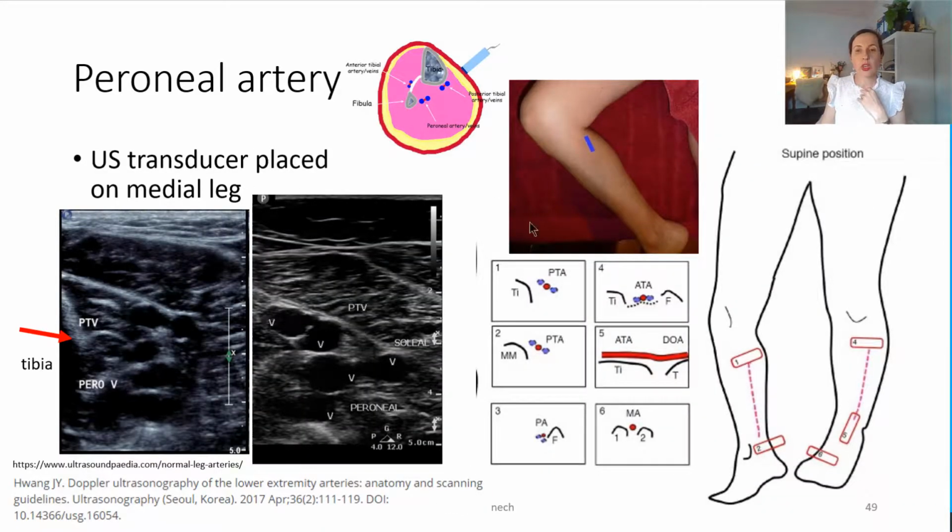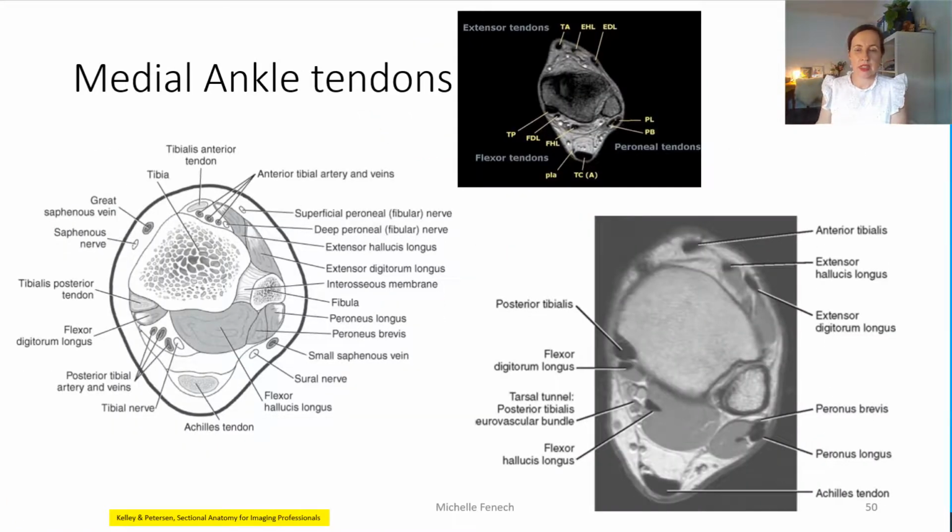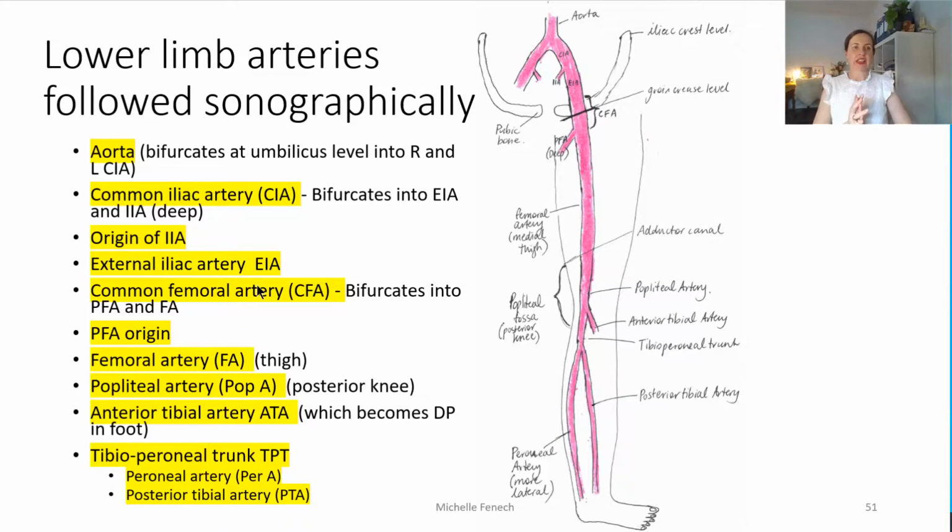So usually we look with the leg positioned in the same position, and we look at our posterior tibial and peroneal arteries at the same time because they're sort of close to one another. The difference being is that the posterior tibials run with a nerve, the peroneals don't. And then it sort of comes down to the ankle. We sort of can see our anterior tibial and our posterior tibial vessels. Our peroneals sort of peter out by the time we get to our ankle. I'm going to leave it there. That was our lower limb arteries as we would follow them sonographically.